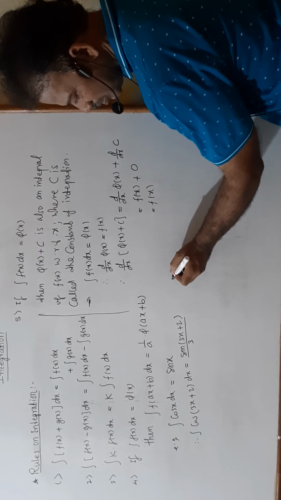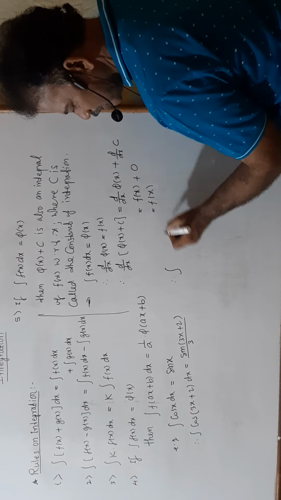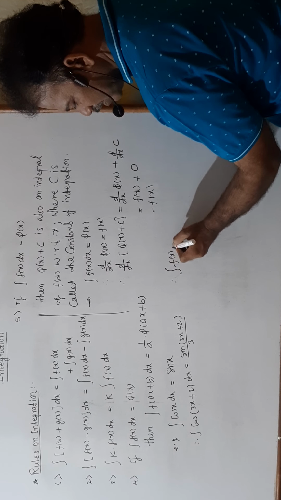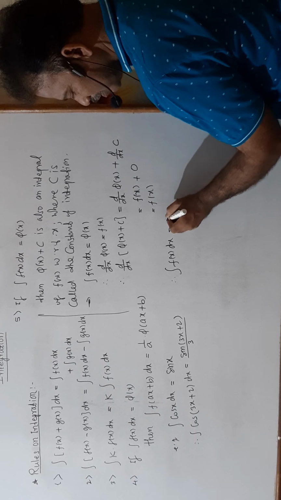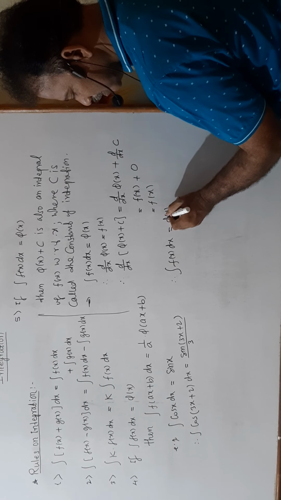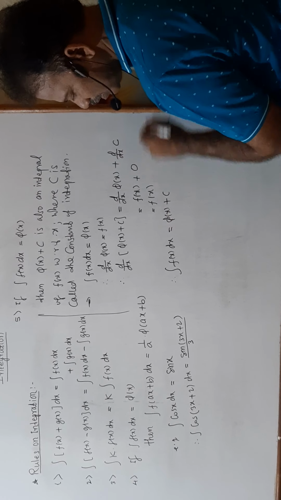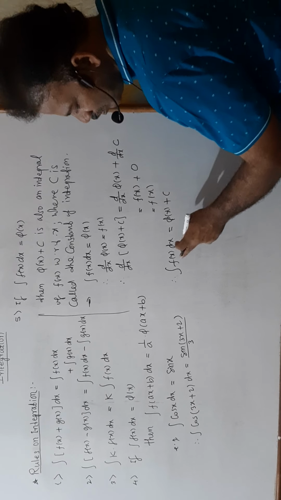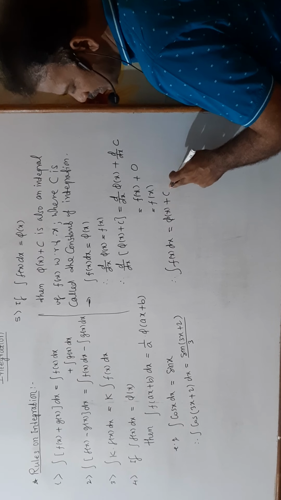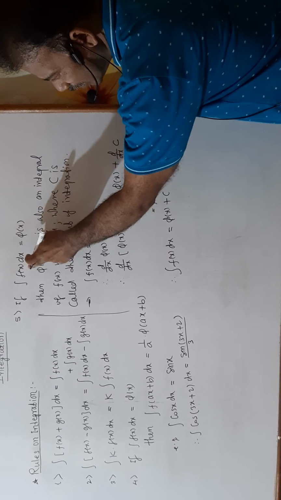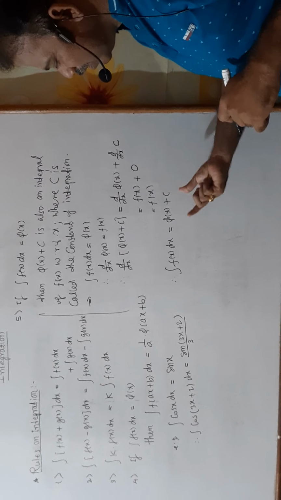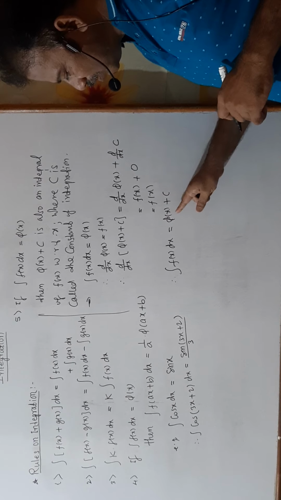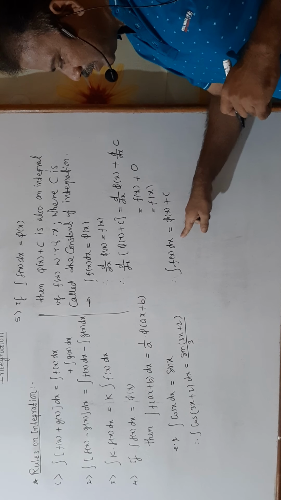Again apply the definition of integration. So what do you get? Integration of the right side with respect to x means dx, and that is nothing but phi of x plus c. So the integration of f of x dx is nothing but phi x plus c. That is the rule: if the integral of f of x dx is phi x, then phi x plus c is also an integral, and we have proved that here. Phi of x plus c is nothing but the integration of f of x dx.